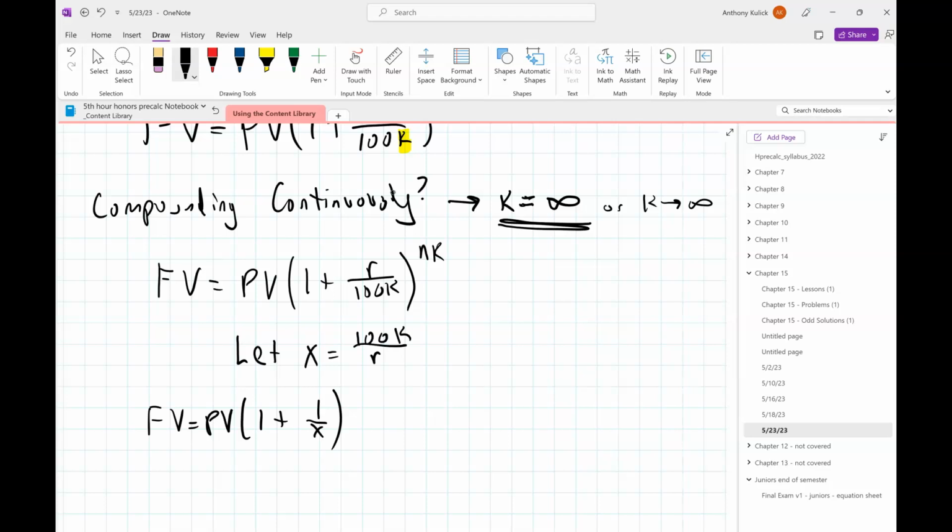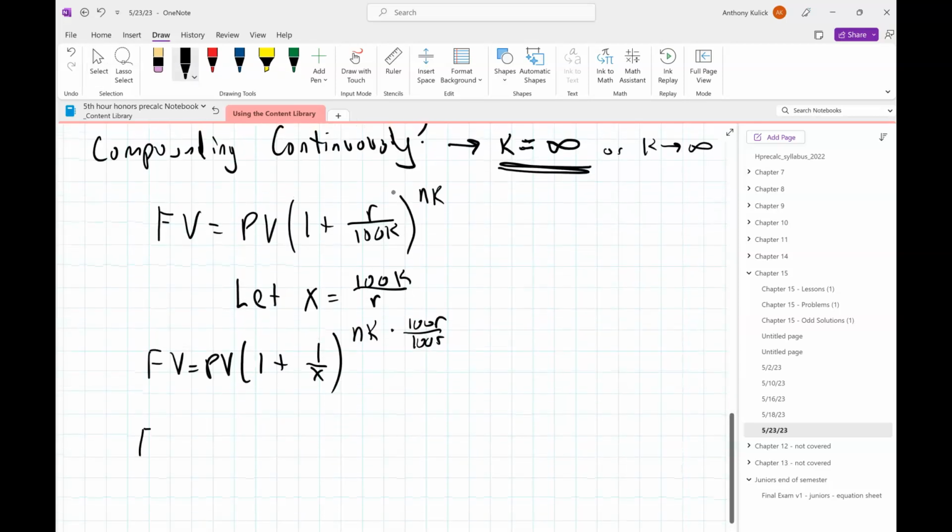Everybody's cool there? And then in the exponent, I'm going to multiply that by just 100r over 100r. And that's certainly okay to do, right? Since I'm just multiplying by 1, really. And you might think to me, Mr. Kulik, why are you just multiplying by 1 in the exponent there?